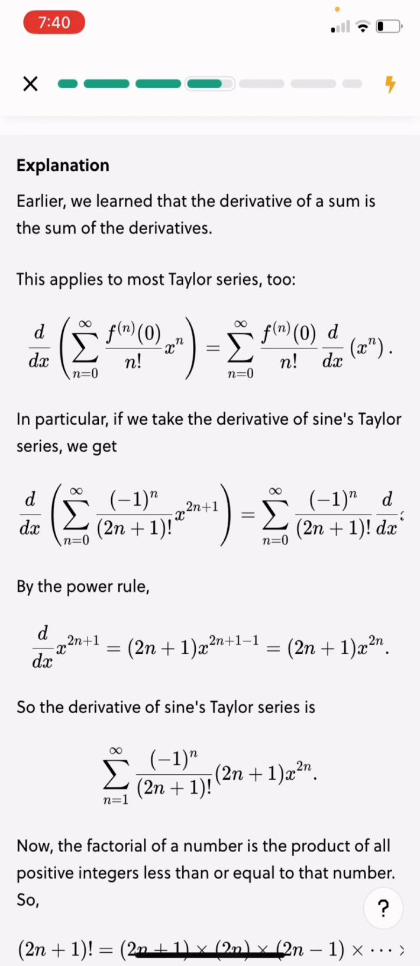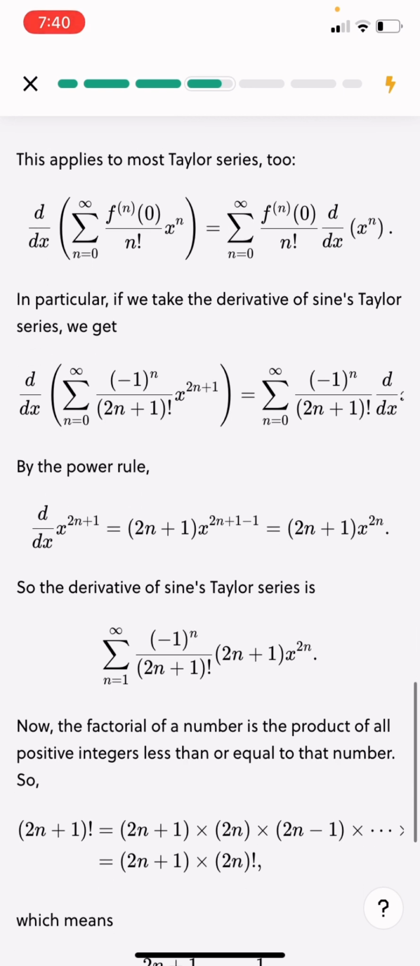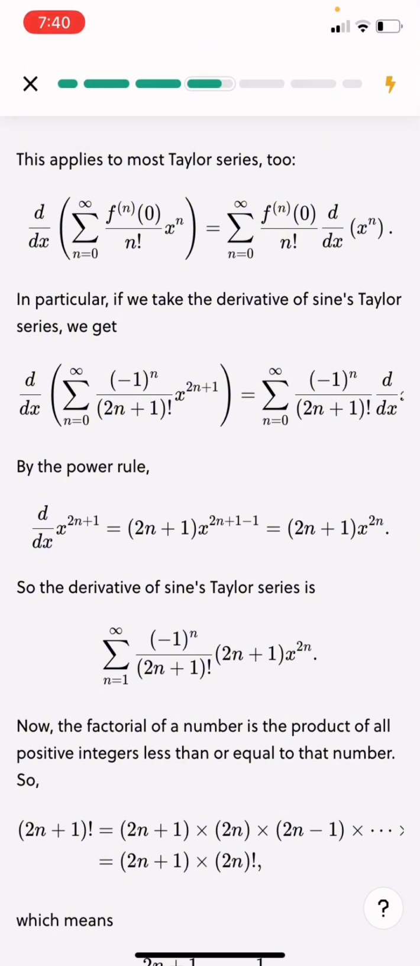This applies to most of the Taylor series too, as we can see by this equation. In particular, if we take the derivative of sine's Taylor series, we get this also, which is different but somewhat related, by the power rule, which you can see. If this is too fast, you can pause it. And this is quite a lot to read, and it would be very hard to read it all.